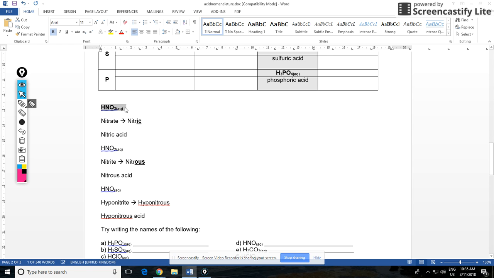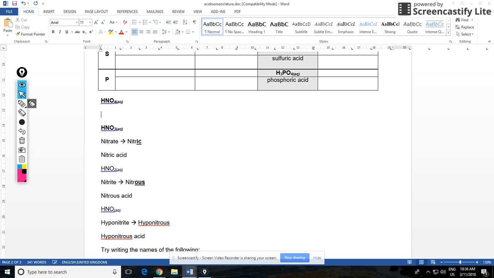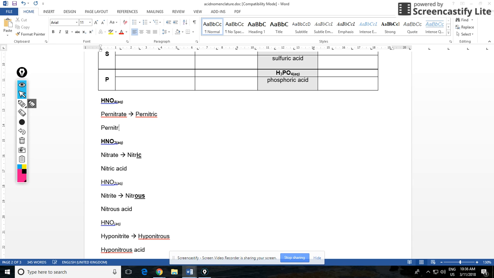Rather than move down in terms of oxygen, you could also move up in terms of oxygen. So suppose you had HNO4. This NO4 is one above the NO3. So if it's one above the NO3, we know it's pernitrate. So you would change the ending of pernitrate to pernitric. Afterwards, you could add the word acid. So that's pernitric acid.